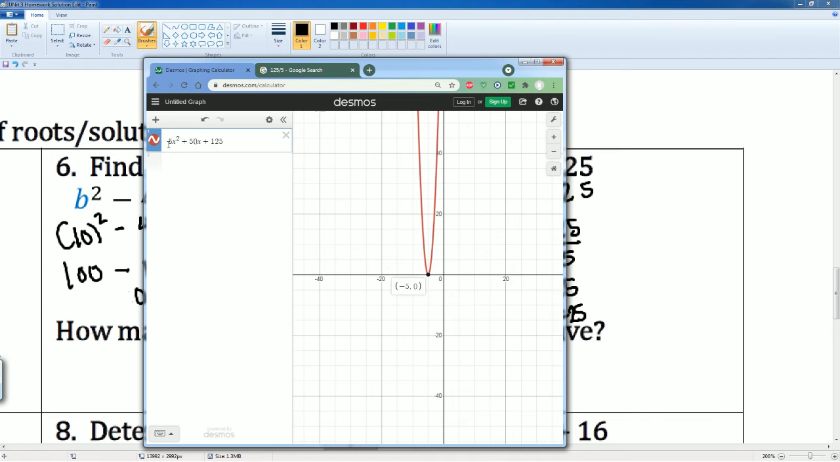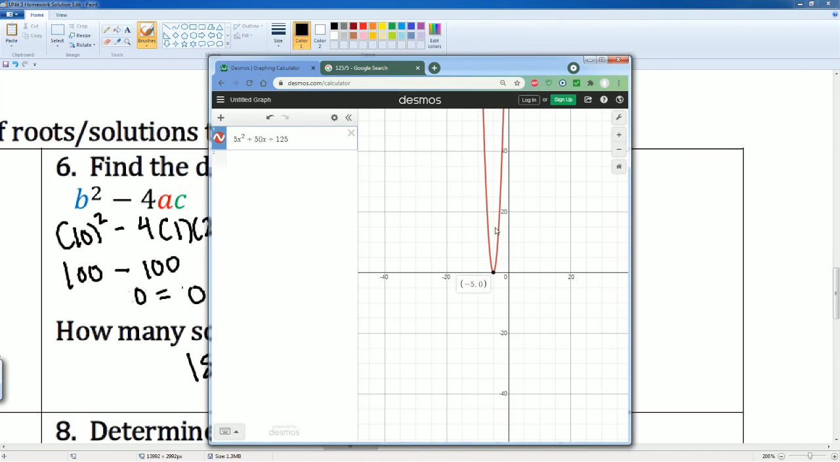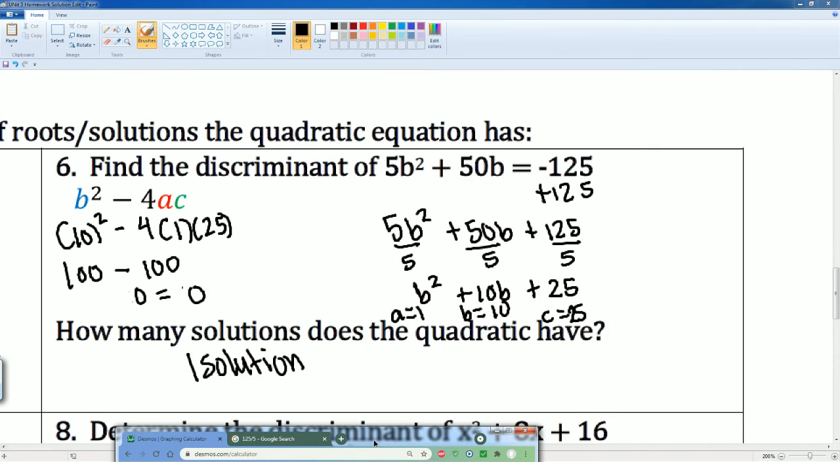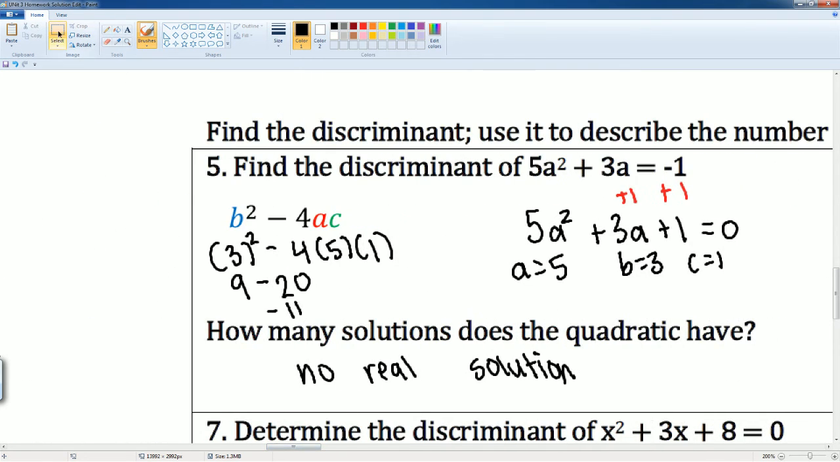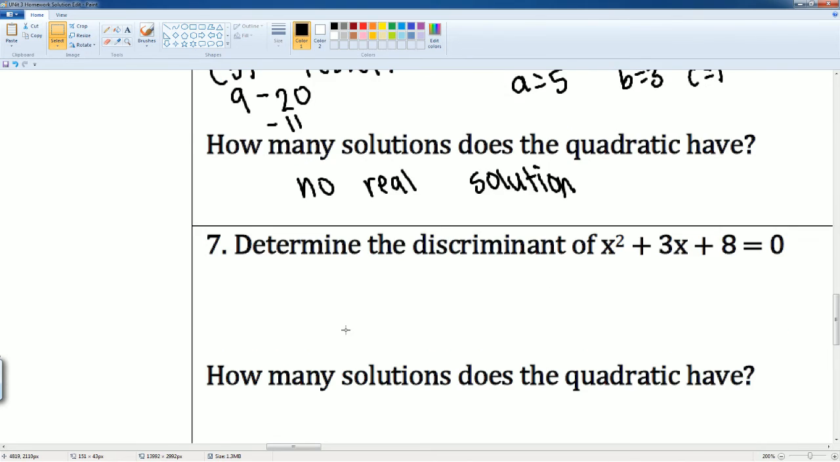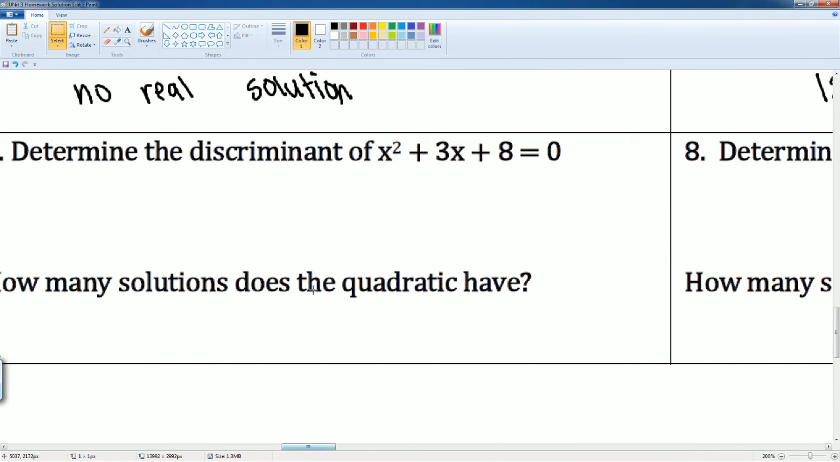So that's my original, 5x squared plus 50x plus 125. That's my original function. You see how it only has one x-intercept? That's how you know it only has one solution. Okay? All right. I made that error to show you to always graph it, to always double check your solution. Okay? Did that on purpose.